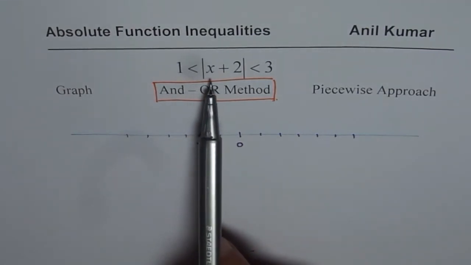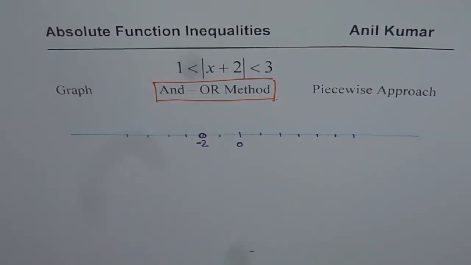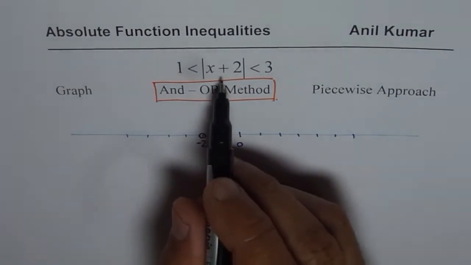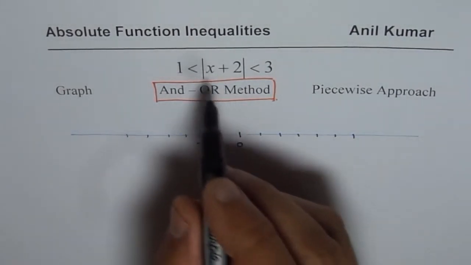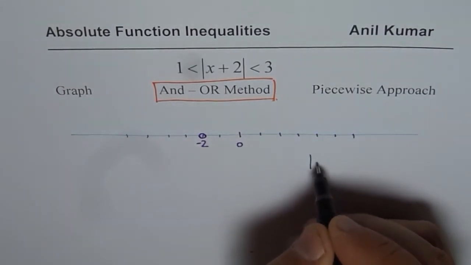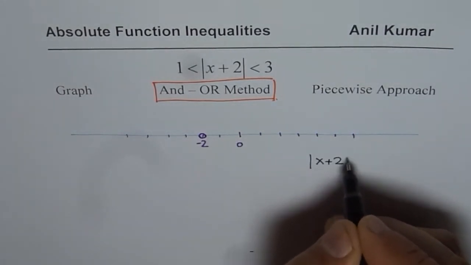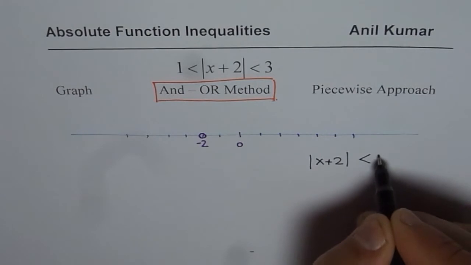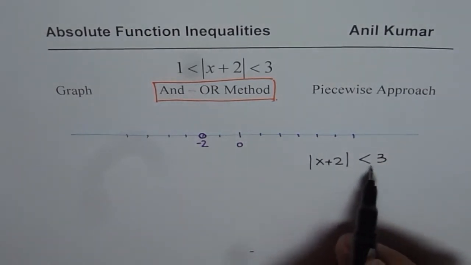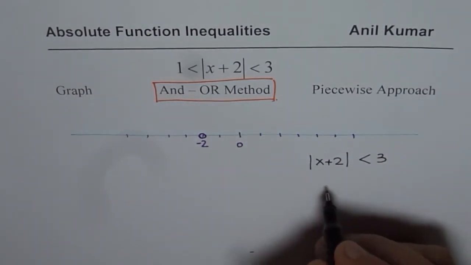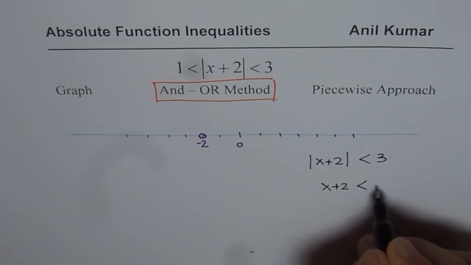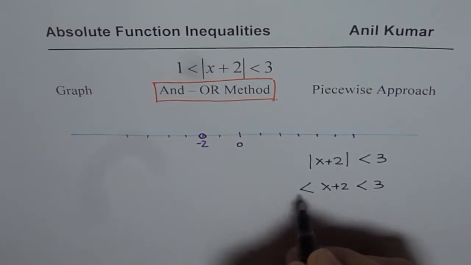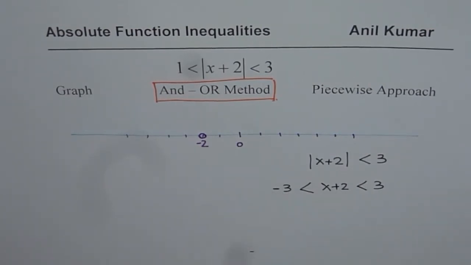Now the inequality is, or can be written as, two parts. That is to say, we are saying this absolute value of x plus 2 is less than 3. Now when the absolute value of x plus 2 is less than 3, it really means that x plus 2 is less than 3, but it is greater than minus 3. Do you get the idea?